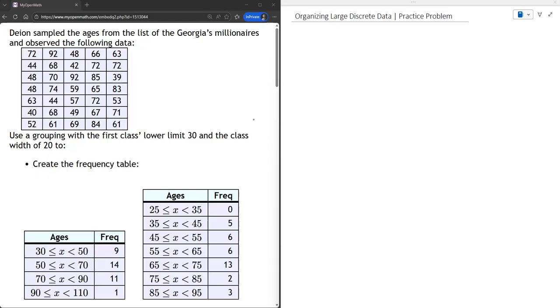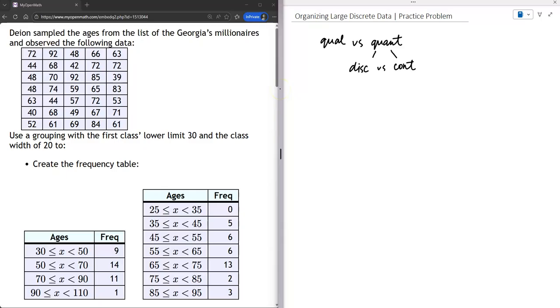First thing we need to acknowledge is that this is quantitative data, not qualitative. And quantitative data can be further subdivided into discrete and continuous. And this particular data set is discrete. And we know that discrete can be further divided into small discrete and large discrete. And small and large refers to the number of possible answers to the question, or in this case, the number of possible values in the data set.